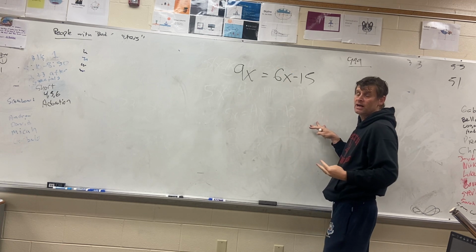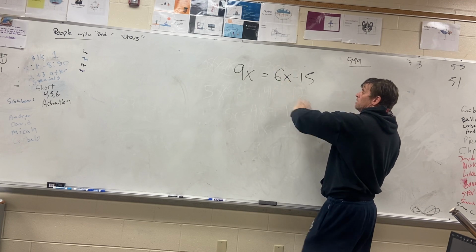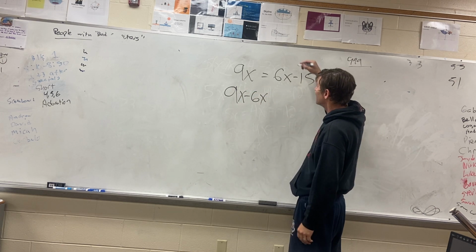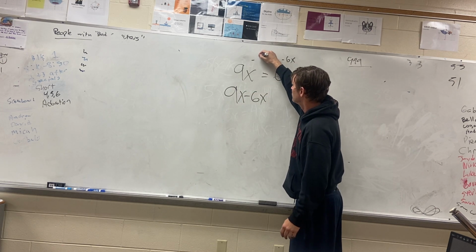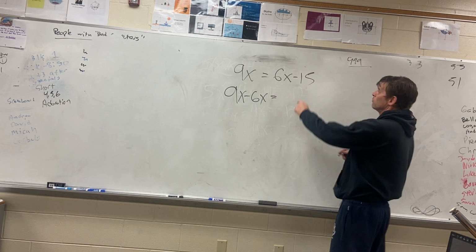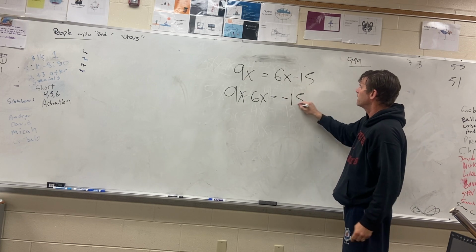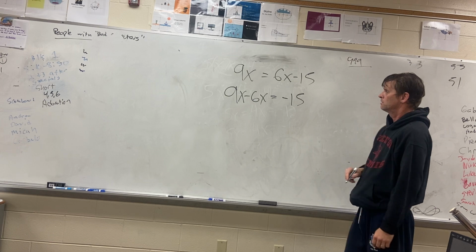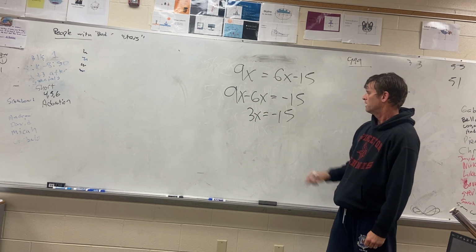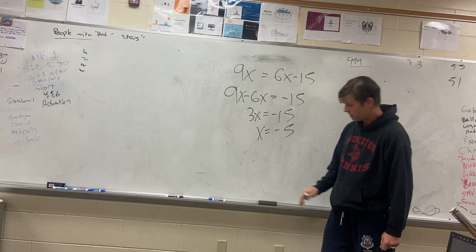I like to get them all on the left, so I'm going to take these 6 x's, they're a positive, and I'm going to fling them over here, 9x minus 6x. Again, if you want to, you could do minus 6x there, minus 6x there. All right, I like to fling. Now, don't forget, there's a negative in front of the 15. It doesn't go away just because the 15 is alone. Simplify, 3x equals negative 15, divide by 3, and x is negative 5, all right?